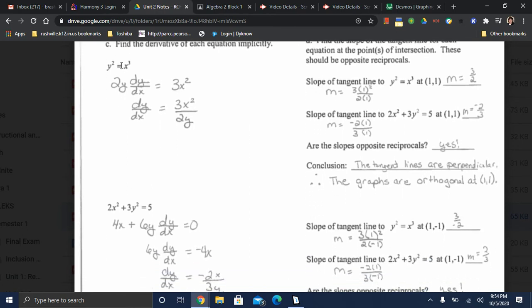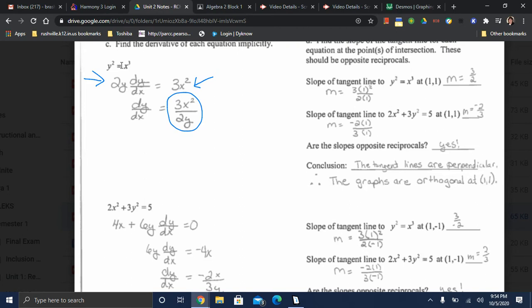I did the derivative. So for the y, you have 2y, and then because it's a y, you have dy dx, and then for your x, you have 3x squared. So solving for dy dx, this is our derivative for that first graph.